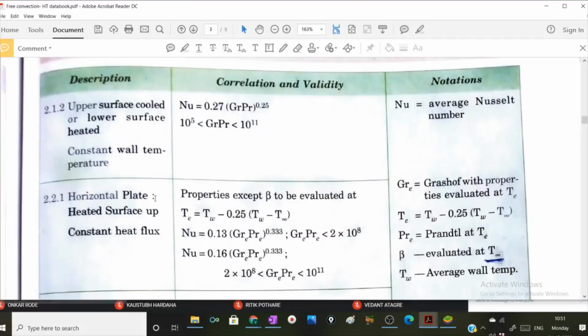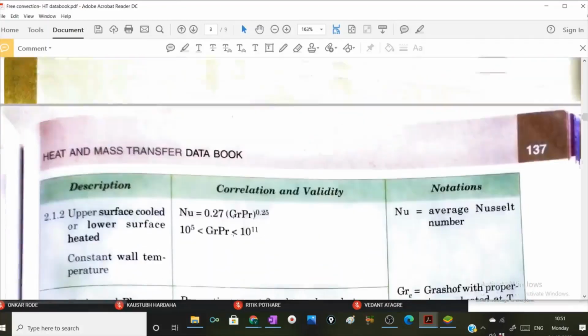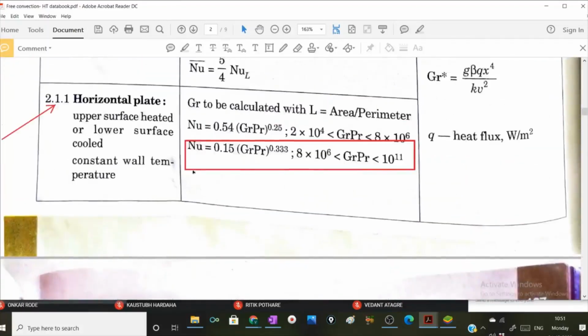2.2.1 is for horizontal plate, heated surface up, but the boundary condition is constant heat flux. So it is not applicable in our case. So this way you can select and see. Here one very important hint is given to you. Grashof number to be calculated with characteristic length L equal to area by perimeter. So for a horizontal surface, how to calculate characteristic length? By area by perimeter. In the data book it is mentioned there itself. So I am selecting this formula.